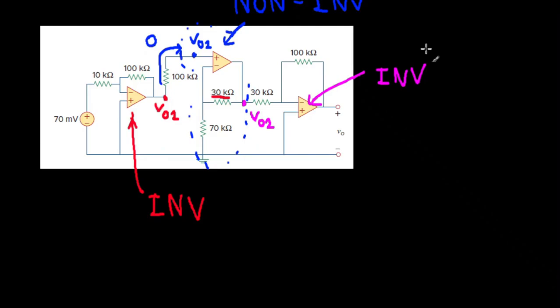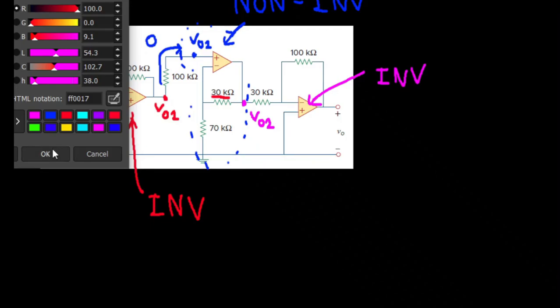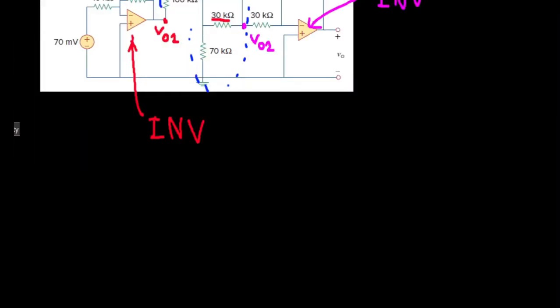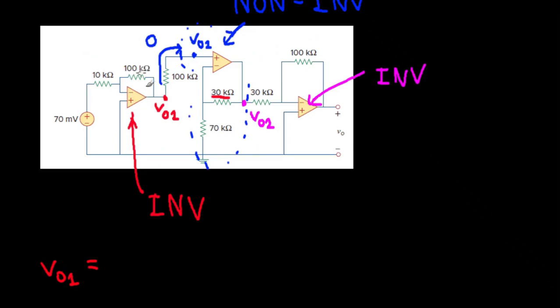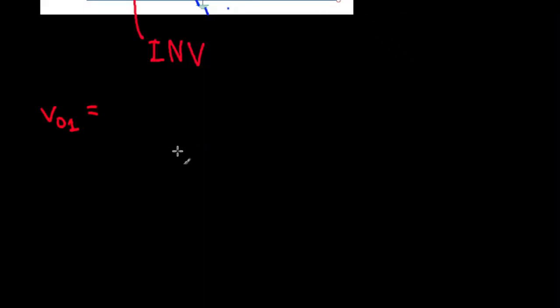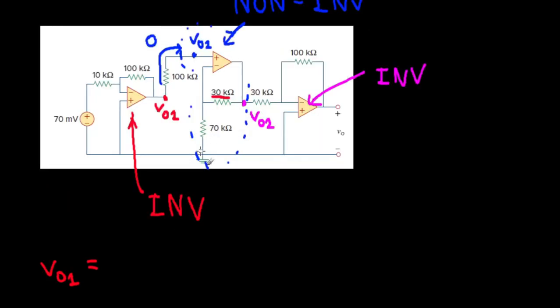All right, so let's try to do this, and then you have your output right here. Let's try to solve this one. First I'll begin from the left end. Your V output one is going to be equal to negative of your feedback divided by this resistance. So 100 by 10, the kilos cancel out.